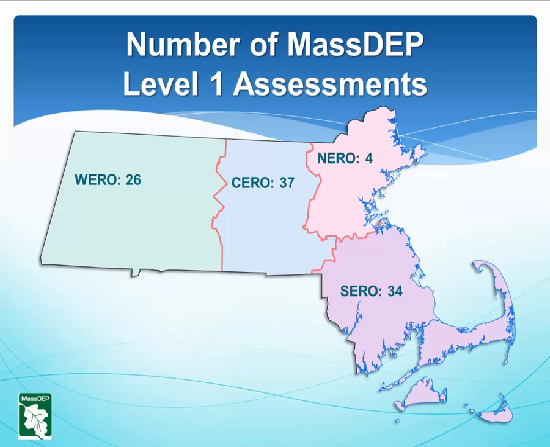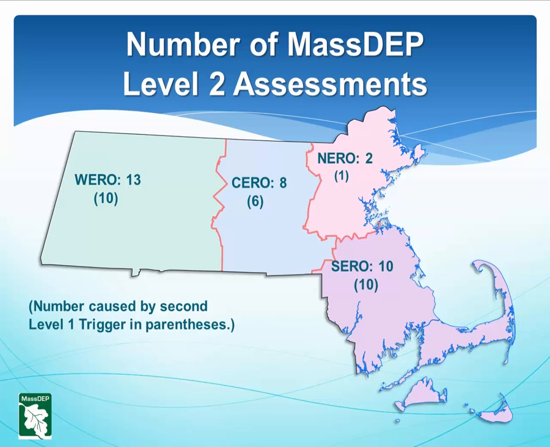Number of MassDEP Level 1 assessments. Notice that MassDEP's Northeast region only has 4 Level 1 assessments as opposed to the Western region's 26. The Central region has 37 and the Southeast region has 34. This is because the Northeast Regional Office municipal systems are predominantly served by Massachusetts Water Resources Authority, MWRA. They also have almost no transient non-community, TNC, and non-transient non-community, NTNC systems, which are disproportionately likely to have bacteria problems and trigger assessments.